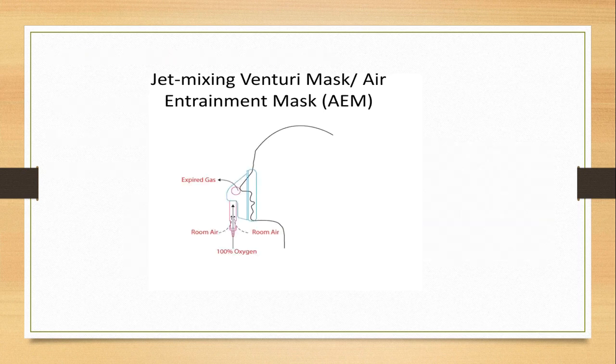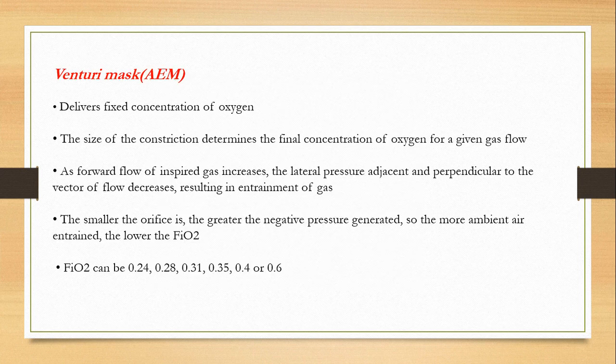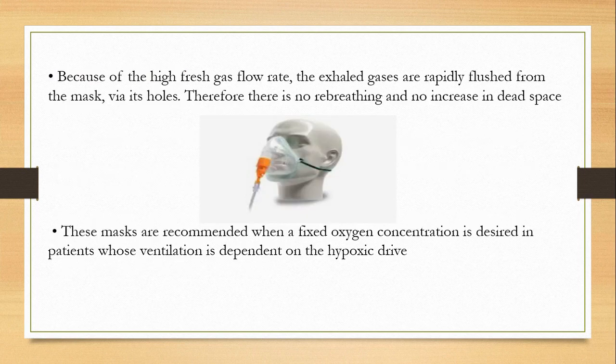Here, 100% oxygen inlet is there, and on the sides through the openings the room air enters, and this combined air is delivered through the mask. It delivers a fixed concentration of oxygen. The size of the constriction determines the final concentration of oxygen for a given flow. So the tighter the orifice, the more atmospheric air will enter, and the lower the FiO2 achieved by the patient. So FiO2s can be 0.24, 0.28, 0.31 depending on the device, on the size of your venturi.